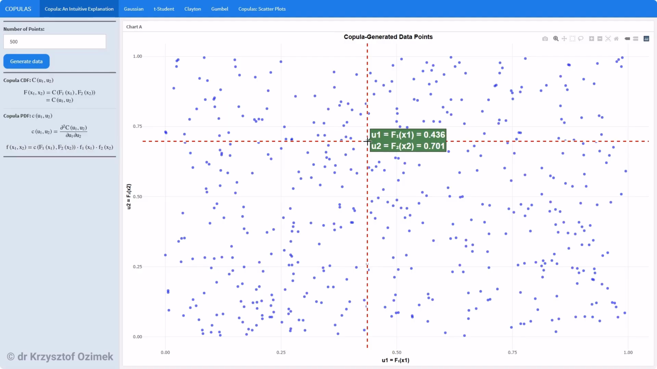To summarize, a copula is a function designed to replicate, as accurately as possible, the joint cumulative distribution function of some random variables, meaning that C aims to replicate F. Of course, this replication is never perfect, but the goal is to make it as close as possible.